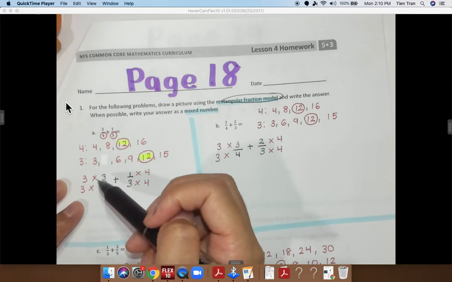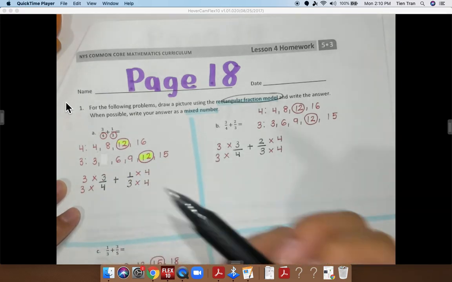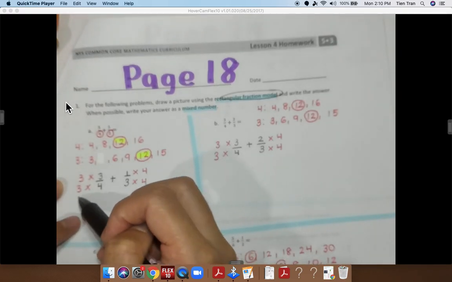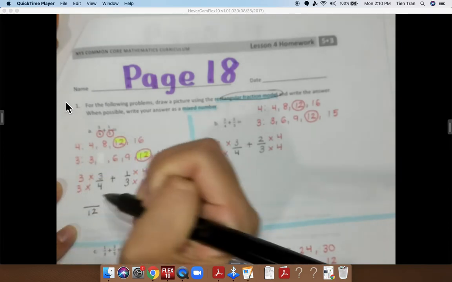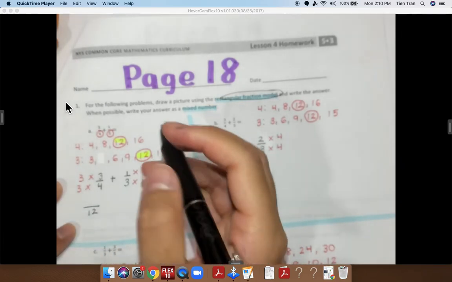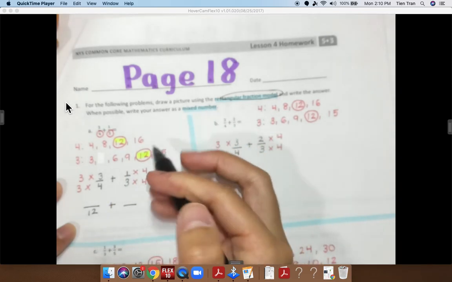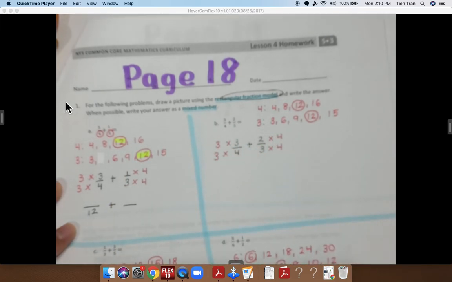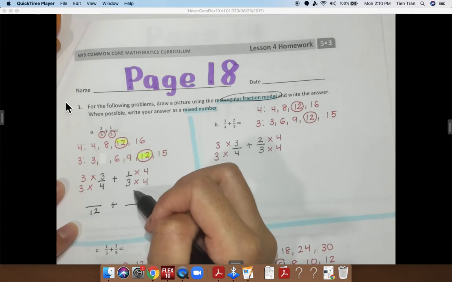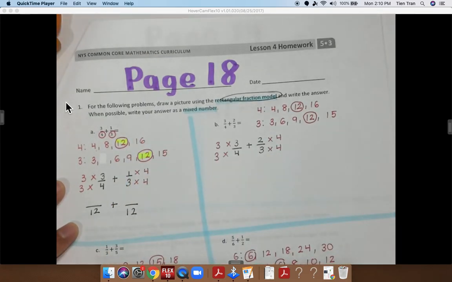So now I'm going to multiply. 4 times what is going to give you 12? 4 times 3 is going to give me 12. What I do to the bottom, I must do to the top. On the other side, 3 times what is going to give me 12? 3 times 4 is going to give me 12.